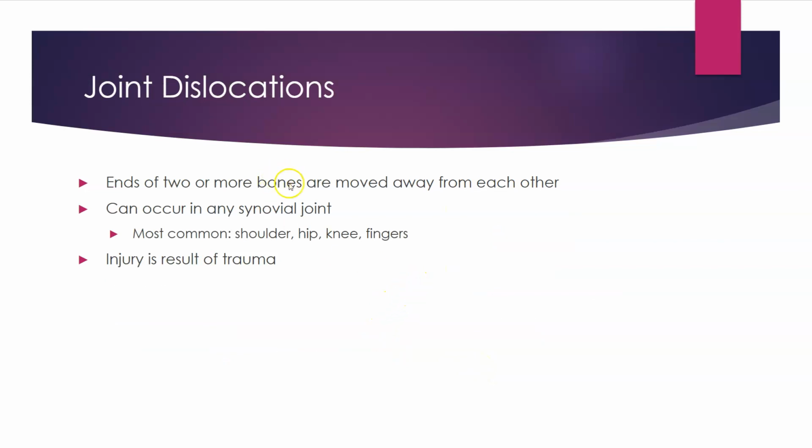Joint dislocation: this is when the two ends of the bones of a joint are moved away from each other. It can be any synovial joint: shoulders, hips, knees, fingers, elbows. The injury is often the result of trauma. You can think about football injuries or sports injuries, or somebody grabbing and yanking on an arm. Any of those kinds of things can cause a dislocation.